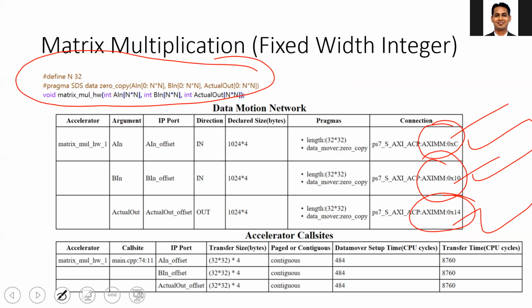So this completes our lab 4, where we have further improved the performance of the matrix multiplication using fixed point arithmetic.